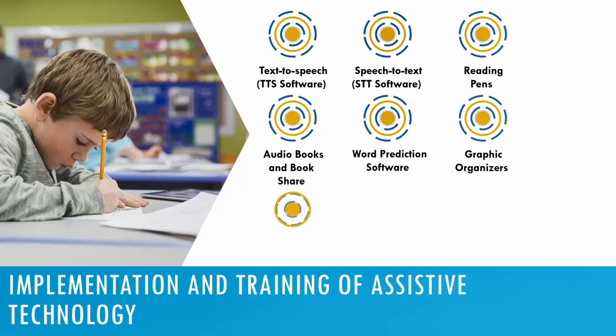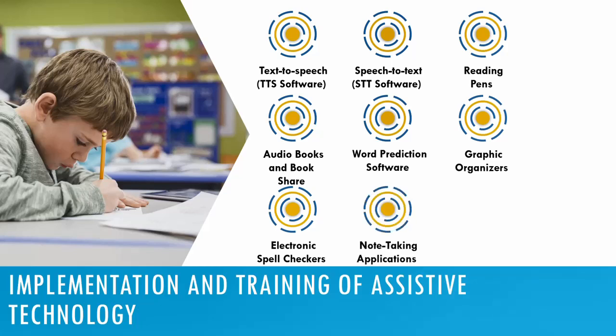Electronic spell checkers and dictionaries: offer spelling and definition support, which can be particularly helpful for students with dyslexia who struggle with these skills. Many word processing programs include these tools, but standalone devices are also available. Note-taking applications: digital tools that allow students to take notes in various formats, including typing, voice recording, and photographing whiteboards or slides. Some apps also offer features to organize content, making it easier to keep track of notes and assignments.